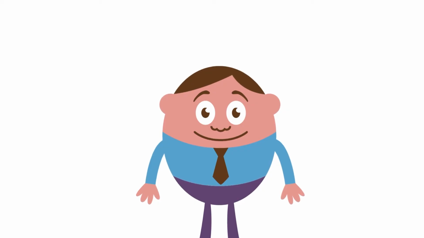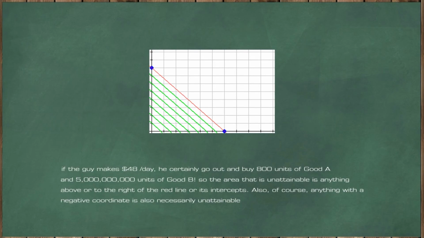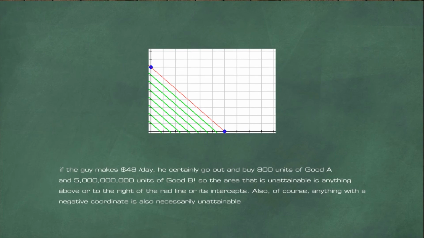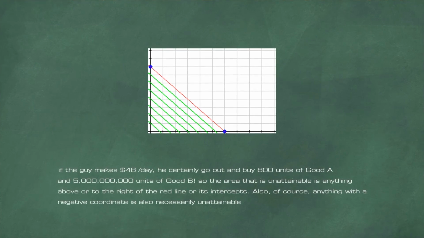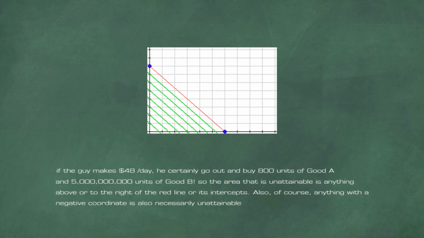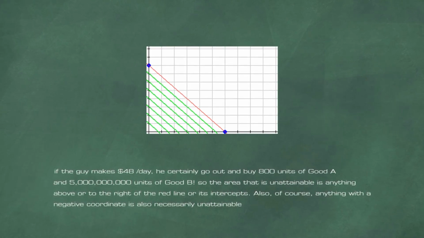Now, realize that you can't buy less than 0 of a given product. The green lines below the x-axis and to the left of the y-axis are just artifacts of the graphing program. Ignore those parts. Clearly, the area that is unattainable is everything not inside that little triangle. For example, if the guy makes $48 a day, he certainly can't go out and buy 800 units of good A and 5 billion units of good B.